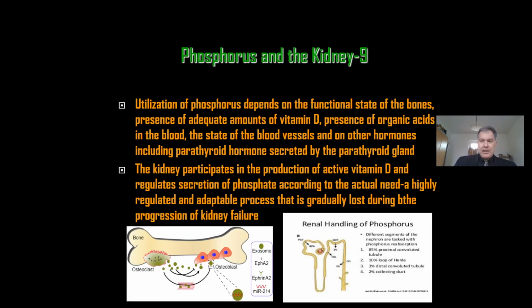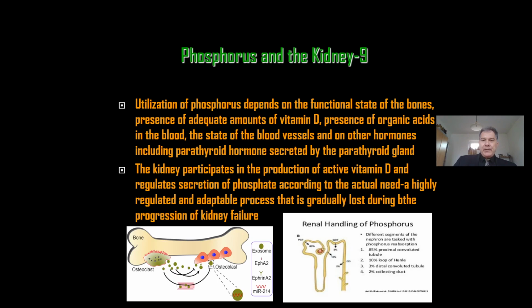So then, the utilization of phosphorus depends on the functional state of the bones, the presence of adequate amounts of vitamin D, the presence of organic acids in the blood, the state of the blood vessels, and the presence of other hormones, including parathyroid hormone. Well, let's go through these one by one. When you are forming bones, phosphorus is going to be consumed by this process, okay? So the phosphorus goes inside the bone structure.